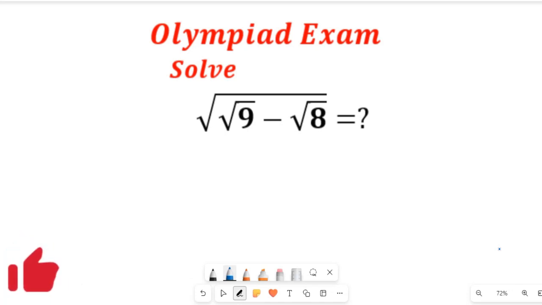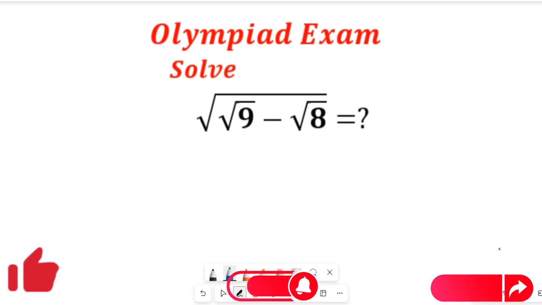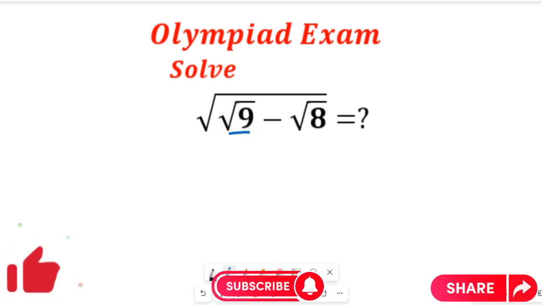Hello viewers, in today's class, let's learn how to solve this Olympiad exam question. The square root of 9 minus the square root of 8.